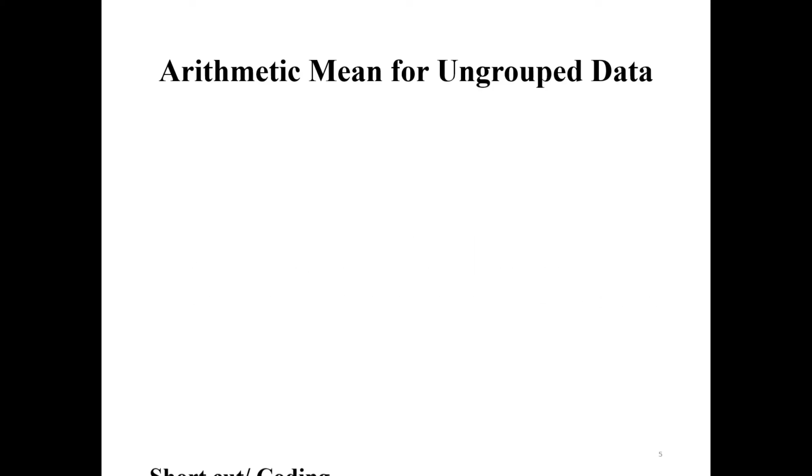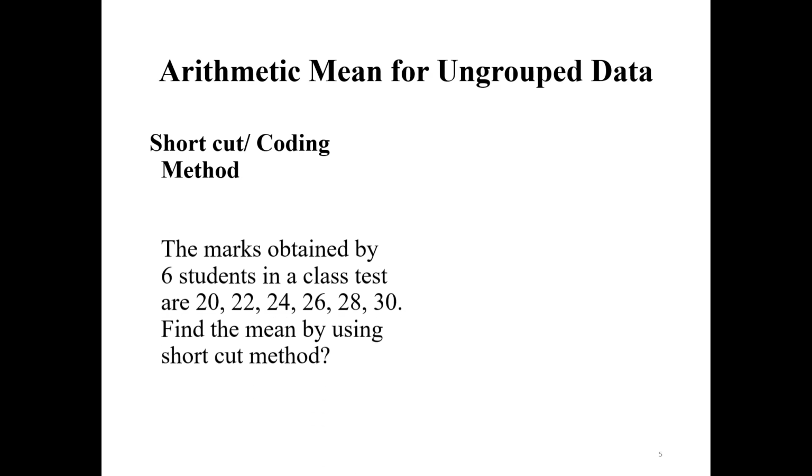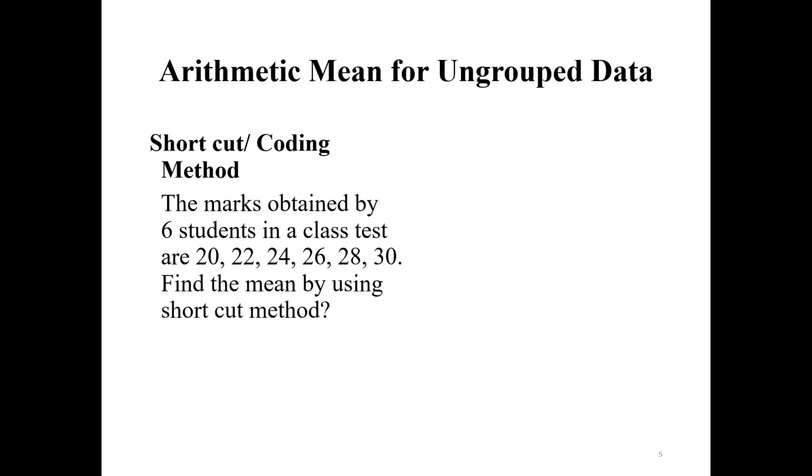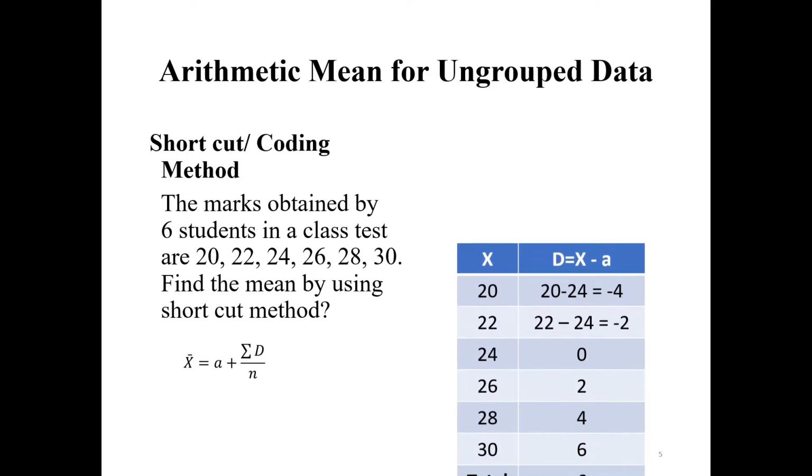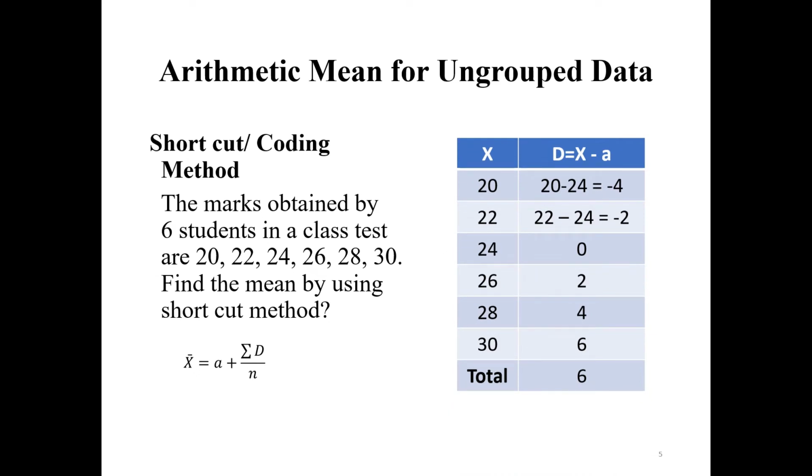Now we will use the same example to find arithmetic mean by using shortcut or coding method. The marks obtained by 6 students in a class test are given. We have to find arithmetic mean by using shortcut method. Here is the formula: a plus sum d divided by n. Here is x: 20, 22, 24, 26, 28 and 30, and d is equal to x minus a. A, as I already mentioned, is any arbitrary value from your data set. Here we have taken 24 as an arbitrary constant.